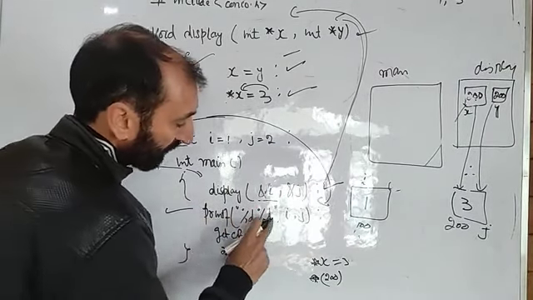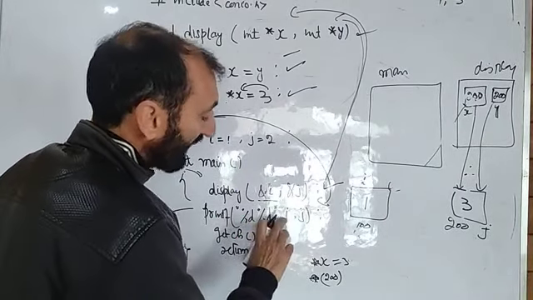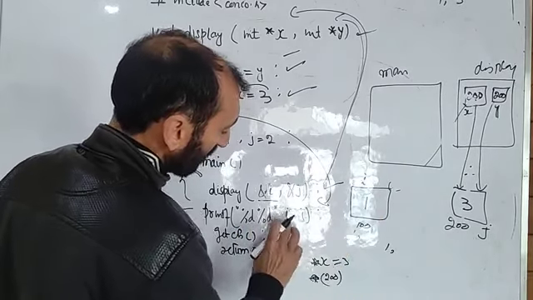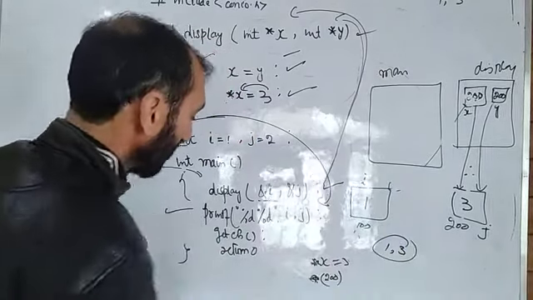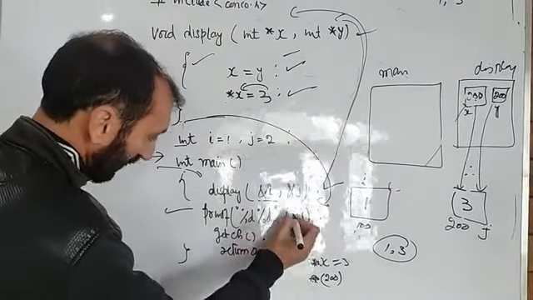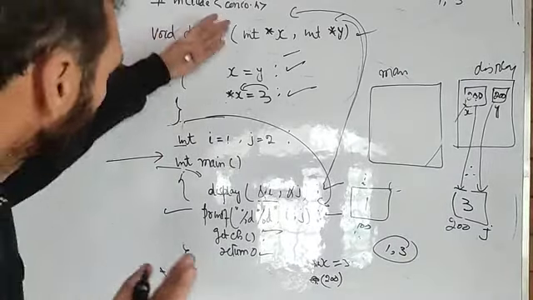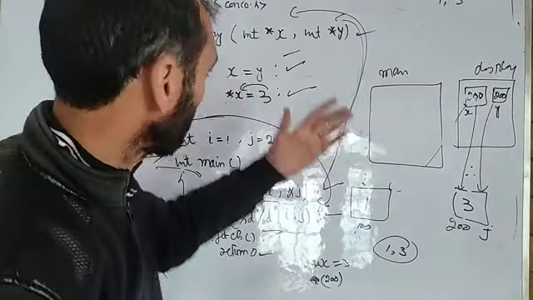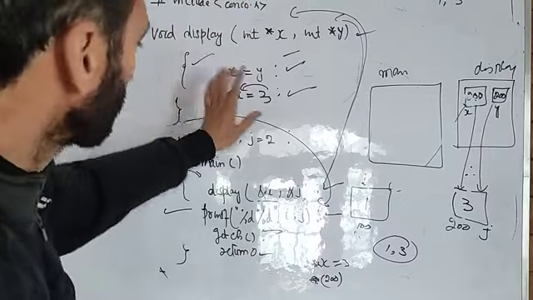Print %d, I and j. That means the value of I and the value of j. What is the value of I? 1, comma, and what is the value of j? 3. That means the output would be 1 and 3. After that, this line returns 0 and the program will finish. So the output of this program after execution would be 1 and 3.